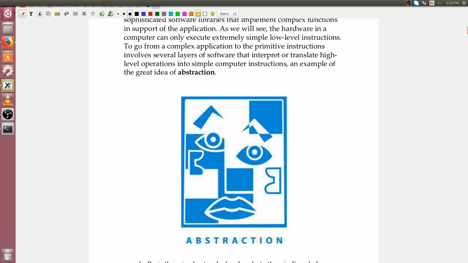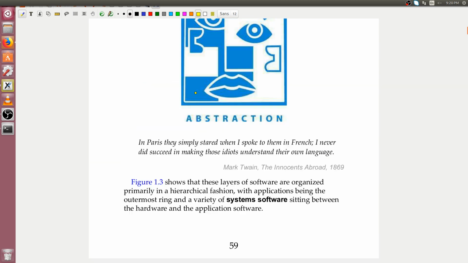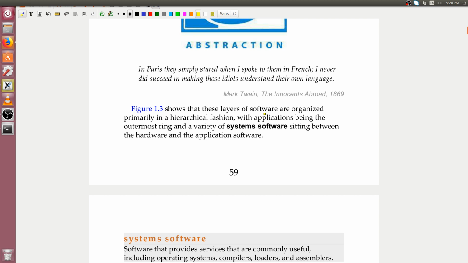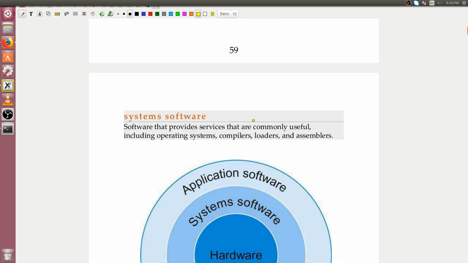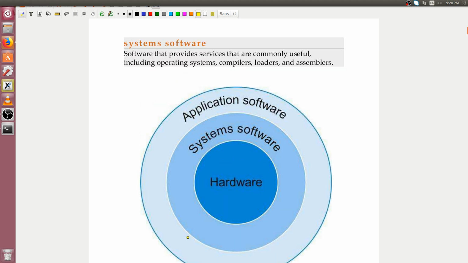So with something like that, we're talking about compilers. Compilers and the instruction set architecture. Okay, so moving on. Figure 1.3 shows these layers of software organized. So this is basically what we're talking about: the different levels of abstraction that we have.